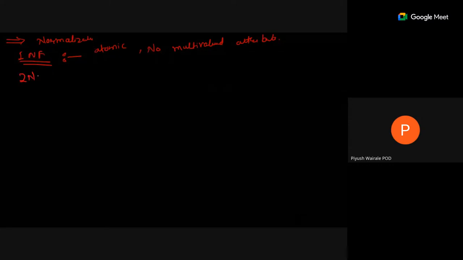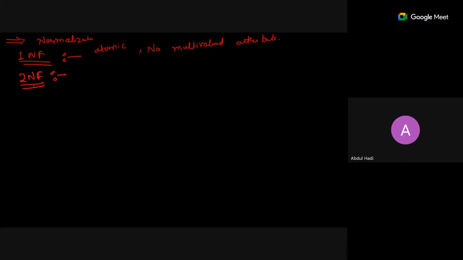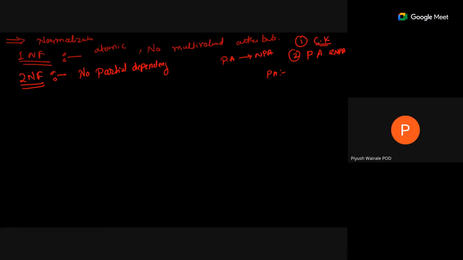Now what about 2NF? No partial dependency, right? So what is partial dependency? Prime attribute to non-prime attribute. Suppose for checking any normal form, first you need to find out the candidate key, okay? Then you should know what the prime attributes and non-prime attributes are, right? The attributes which are part of a candidate key are my prime attributes, and the remaining attributes are non-prime attributes. Now, what is partial dependency?